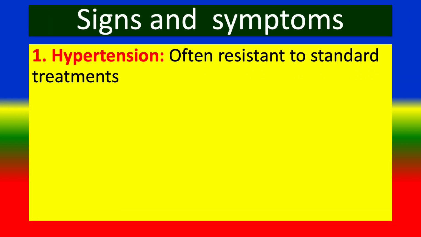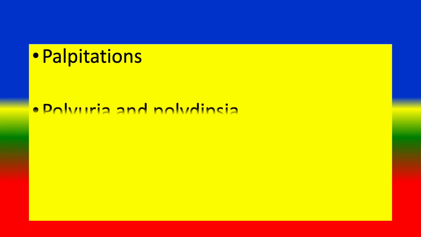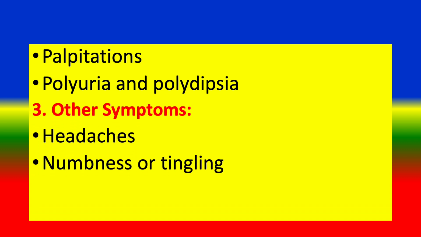Signs and symptoms. 1. Hypertension, often resistant to standard treatments. 2. Hypokalemia: muscle weakness, fatigue, cramps, palpitations, polyuria, and polydipsia. 3. Other symptoms: headache, numbness or tingling, increased thirst.